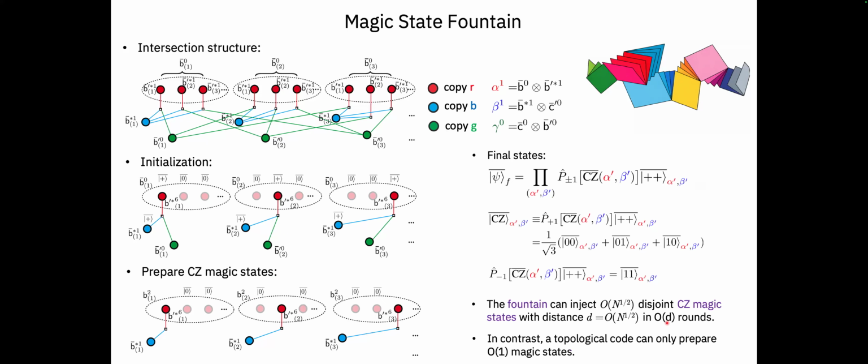So in contrast, if you use a topological code, like a surface code, you can do the same thing, but you only produce one magic state.